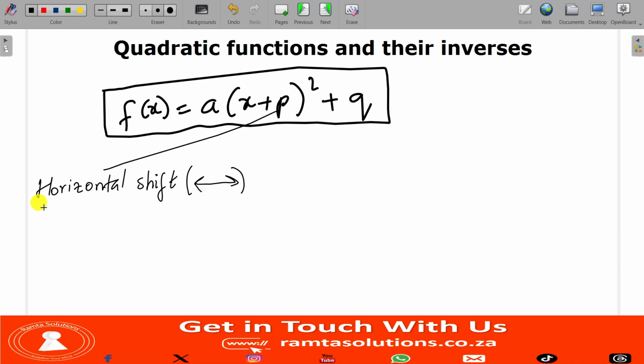When this p is positive, your function will be shifting to the left, and when this p is negative, your function will be moving to the right. If ultimately you find that you have open bracket x minus whatever value, it means your function has moved to the right. If you have open bracket x plus whatever value close square, it means it is moving to the left.